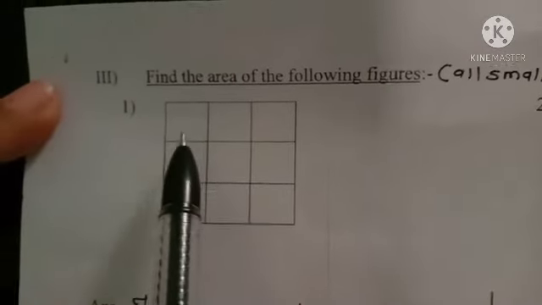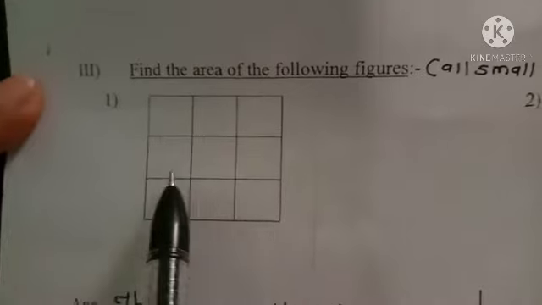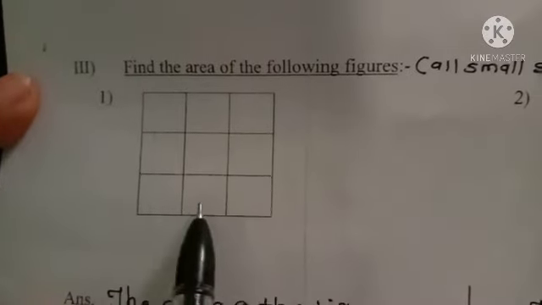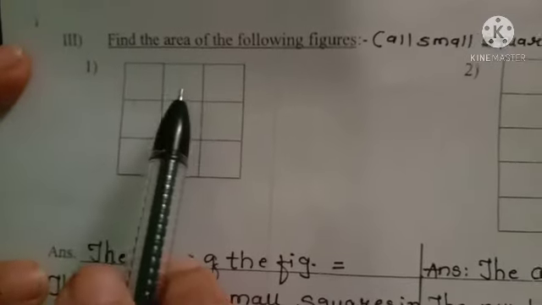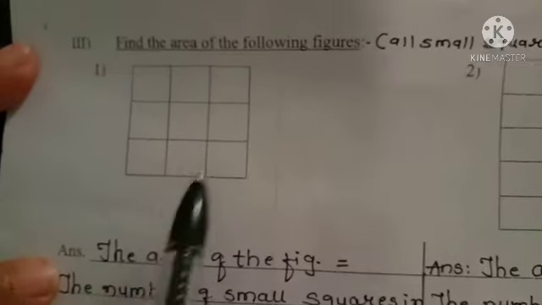So you see the first figure is given here. You have to count all the small squares. So see, 1, 2, 3, 4, 5, 6, 7, 8, 9. All these 9 small squares are there. And one small square is of 1 square centimeter. So this is 1 square centimeter, this is 1 square centimeter. So all this is 9 square centimeters.